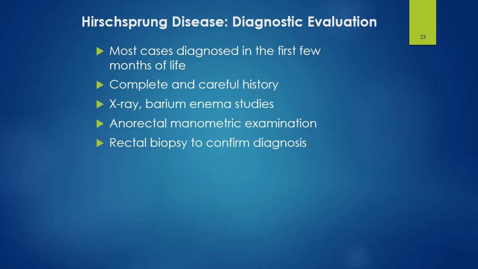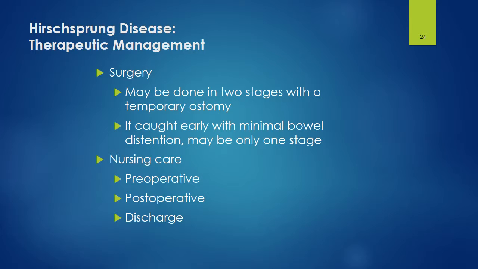There may be an anorectal manometric examination. A rectal biopsy confirms the diagnosis. Therapeutic management of Hirschsprung disease requires surgery. This may be done in 2 stages with a temporary ostomy. If it's caught early with minimal bowel distension, there may be only 1 stage.